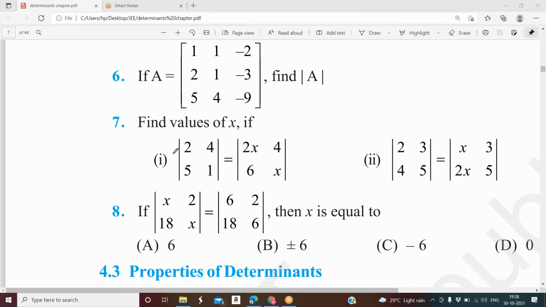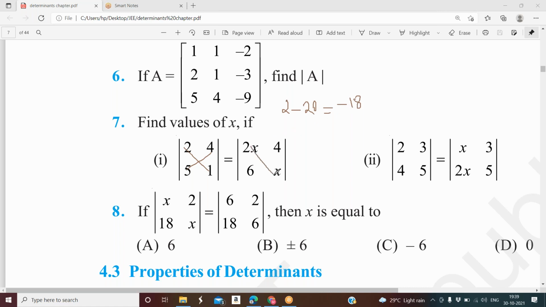So first let us find the value of the determinant given in the left hand side. Downward arrow minus upward arrow. So 2 minus 20. Left hand side is 2 minus 20. What is 2 minus 20? It is minus 18.